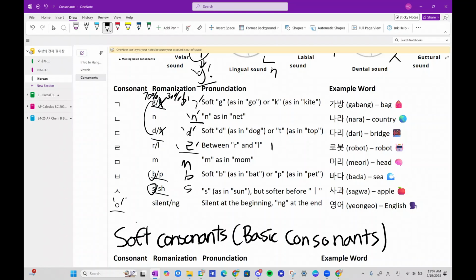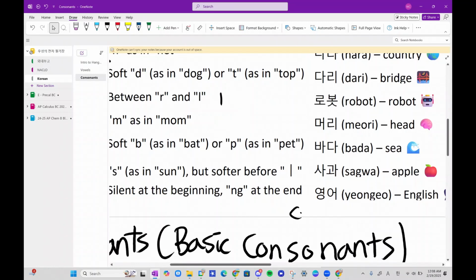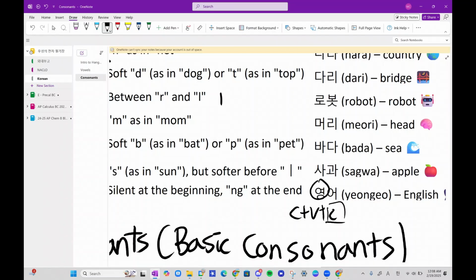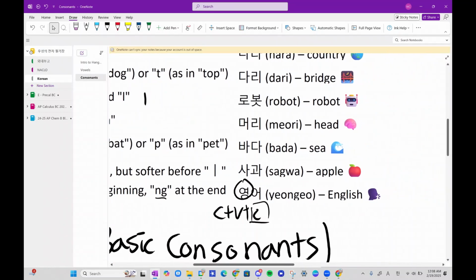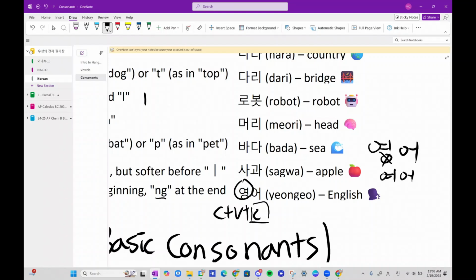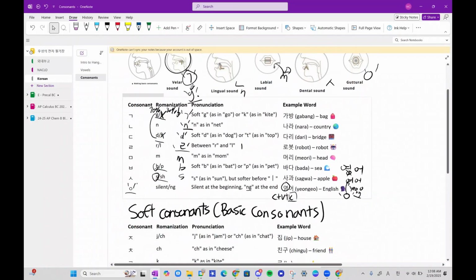kind of tricky over here because it's silent at the beginning, but if it's at the end of the vowel, remember the consonant vowel consonant form, if it's at the end of this syllabic block, then it has this NG sound. So if you're pronouncing, let's say, the word English over here, this is 영어. Without this, it would just be like y'all. But by adding the iung, which is the name for this letter, it becomes young uh. So it just adds the ng at the end.